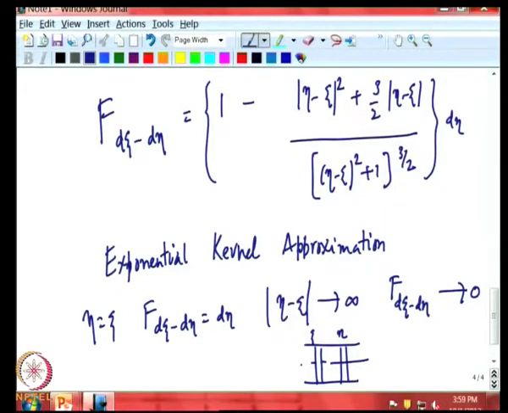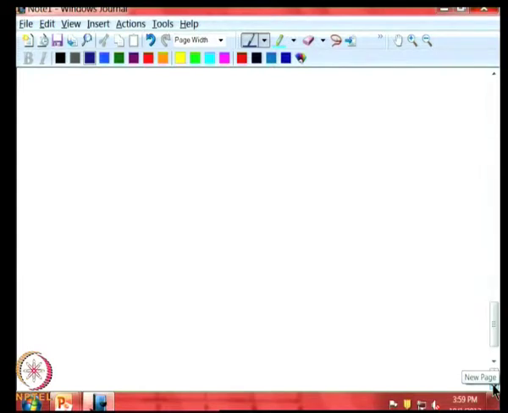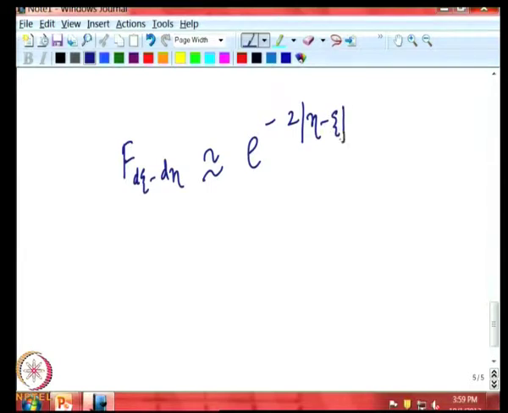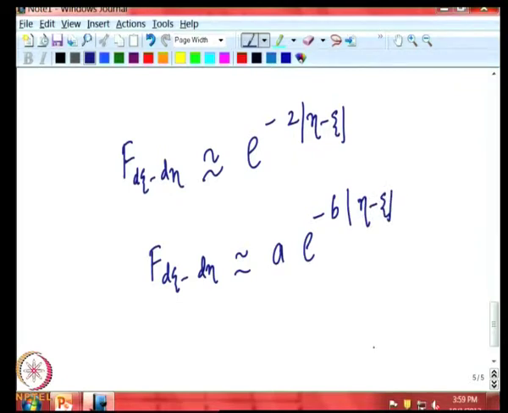So, now we want to replace this function by an exponential, and for this case the exponential approximation is that f d psi d eta is approximately equal to e to the power of minus 2 times eta minus psi. Now, you might wonder how we arrived at this approximation. There are actually two things involved. We assume that f d psi d eta is approximately equal to a times e to the power of minus b mod of eta minus psi, and we need to find these two quantities.